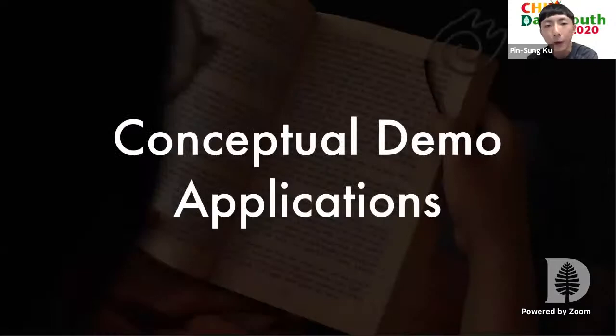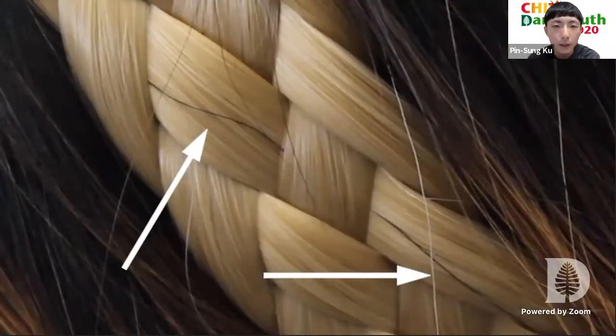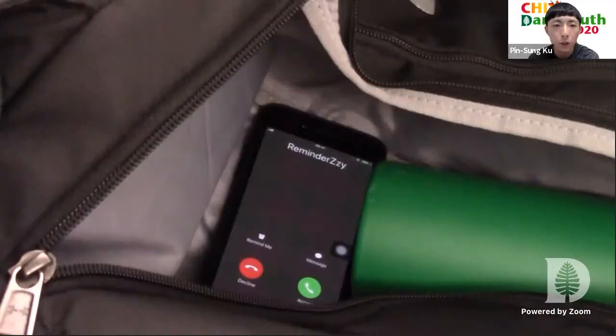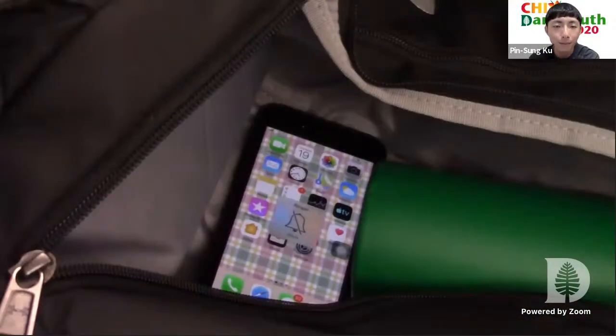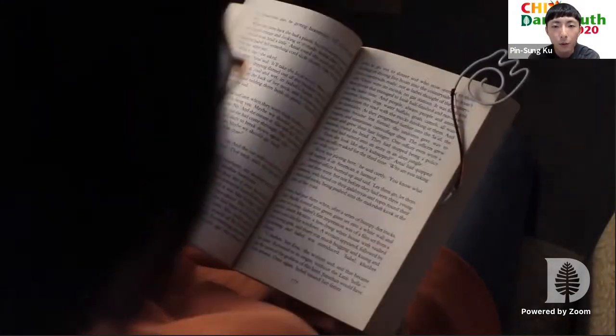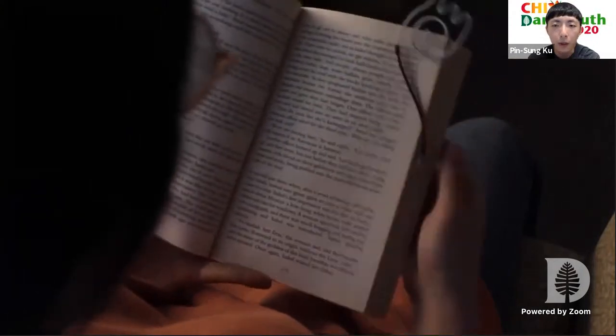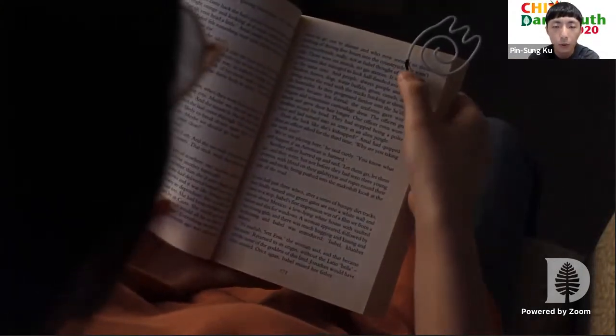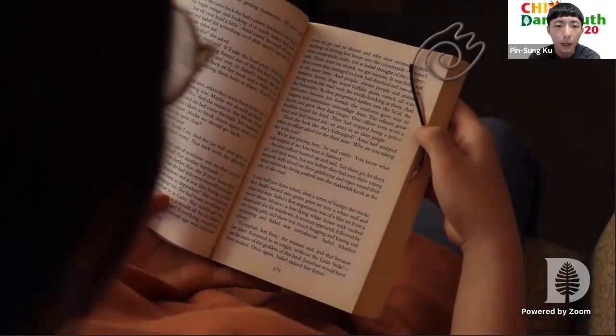Now I would like to talk about several conceptual demo applications to showcase ThreadSense and highlight various usage scenarios. With ThreadSense, a user can hand out the phone during the meeting by naturally touching the hairband and change the phone to mute mode by scratching. Another example is about wire crafts. ThreadSense enables the wire bookmark, allowing the user to perform continuous touch input to adjust the brightness of ambient light while reading.